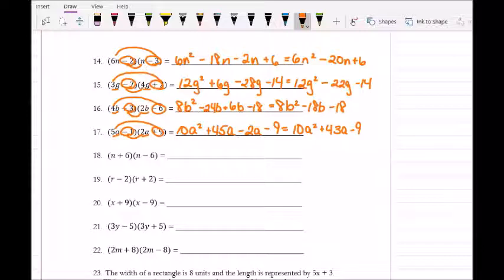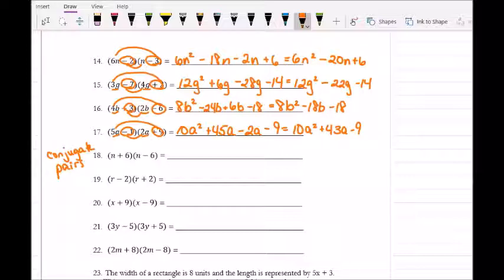Okay, now in number 18 and down to 22, we have some special cases, and these are called conjugate pairs. And what that means is they have the same terms, n and 6, but the sign is opposite. One's positive and one's negative, or the other way around. It doesn't matter which one is where. As long as you have the same two terms but with the opposite signs, those are called conjugate pairs.